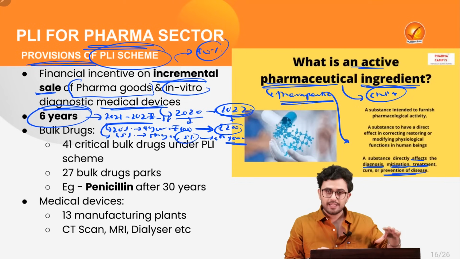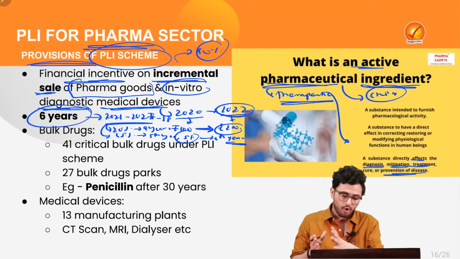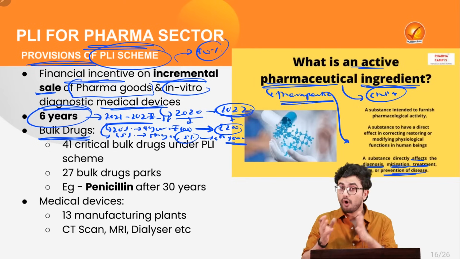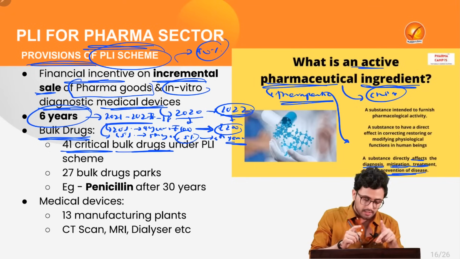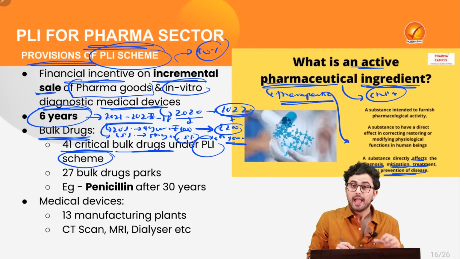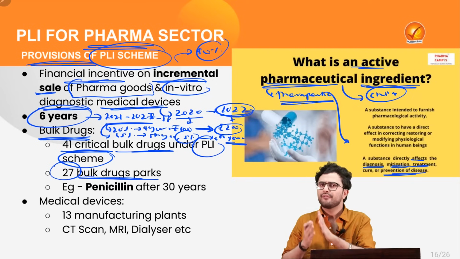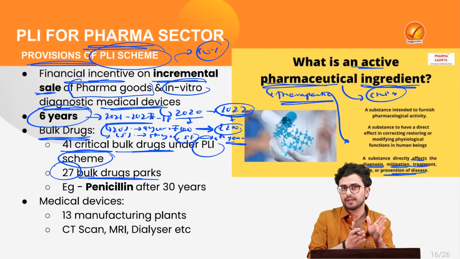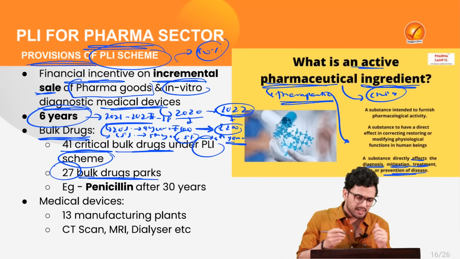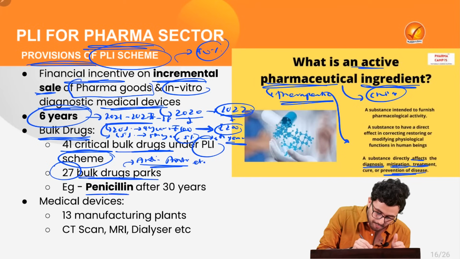This PLI scheme, or this financial incentive, is available for bulk drugs, for which the government has created 41 critical bulk drugs under the PLI scheme banner, and it is going to create 27 bulk drug parks where we are going to produce these bulk drugs or active pharmaceutical ingredients in our country, such as various antibiotics, antivirals, etc.